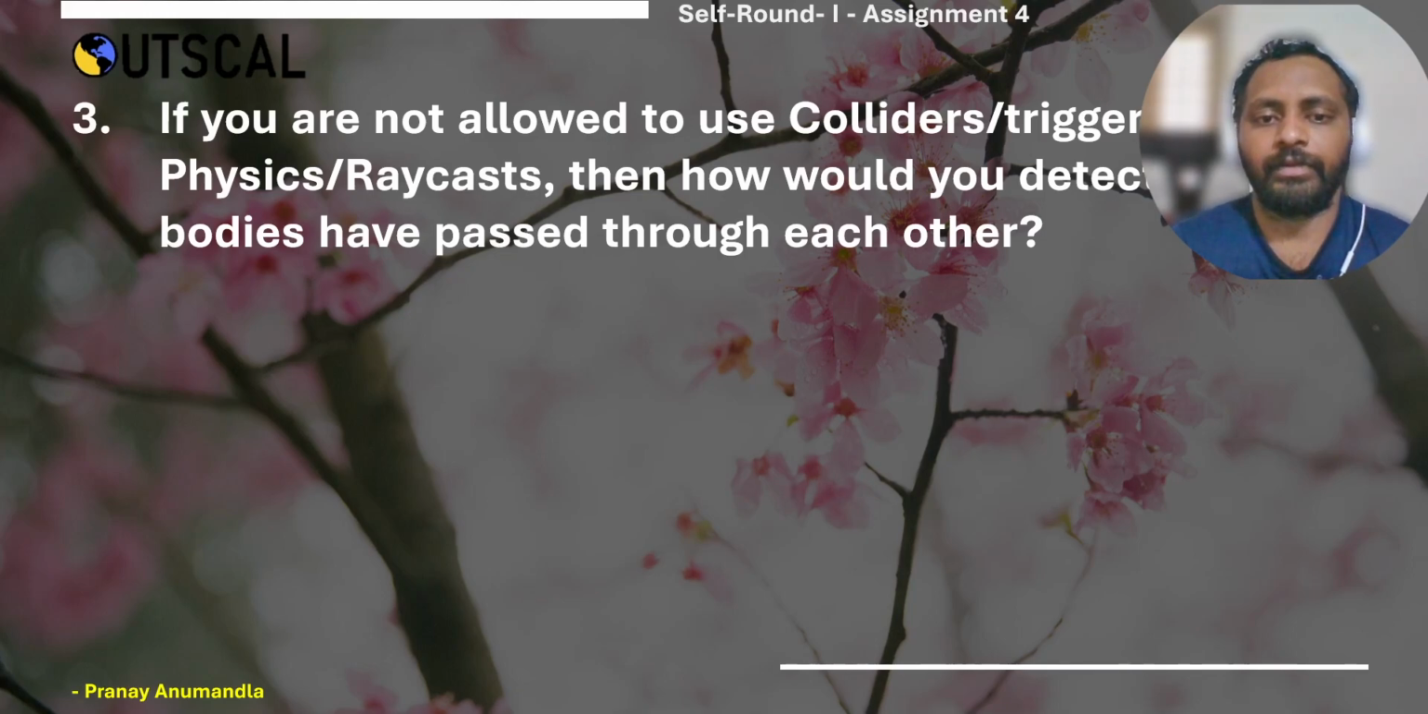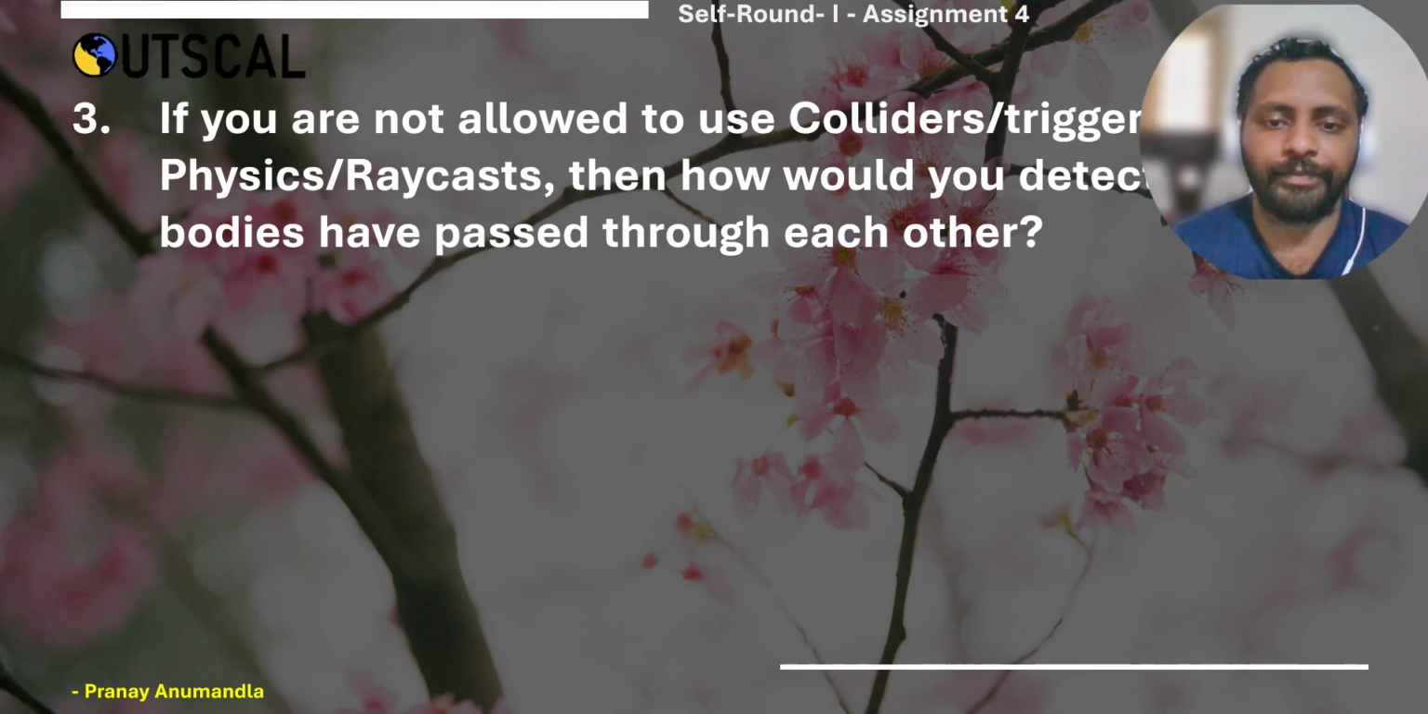So for example, if player one object is at position 5 and player 2 object is at position 10, and they are moving towards each other, the middle point is 7.5. If they travel more than 2.5 distance, they have passed through each other. We can detect the collision like that.